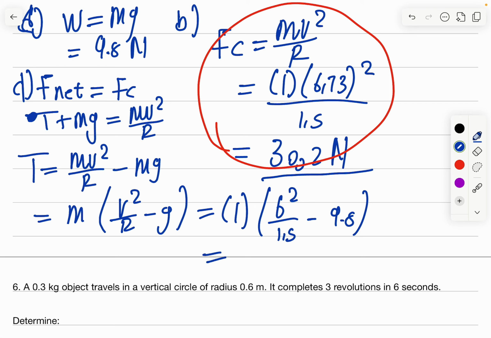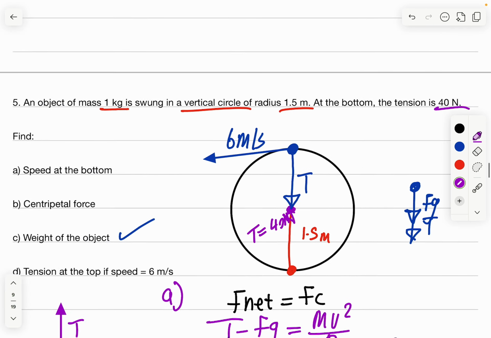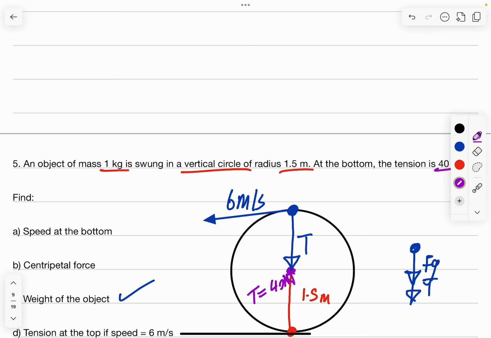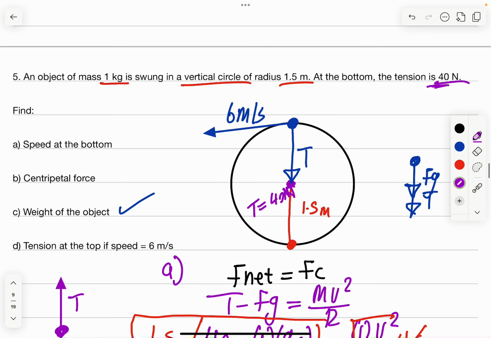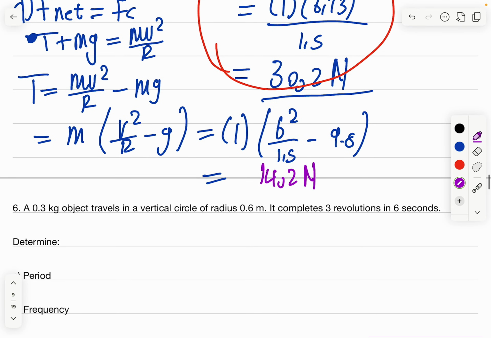You press your calculator, you will be done. So you are going to have what? You are going to have 6 squared divided by 1.5 minus 9.8. Your answer is going to be 14.2. 14.2 what? Newtons is the unit of force. That is why those forces are not the same. If you check the force here at the bottom, it is stronger than the force at the top, right?